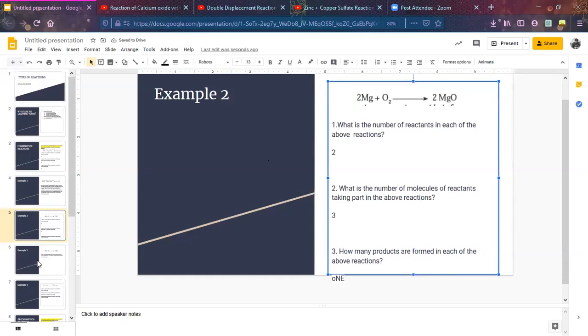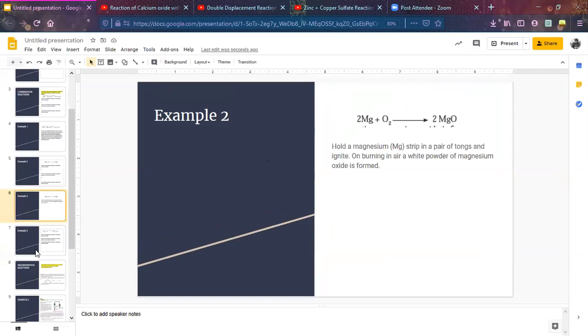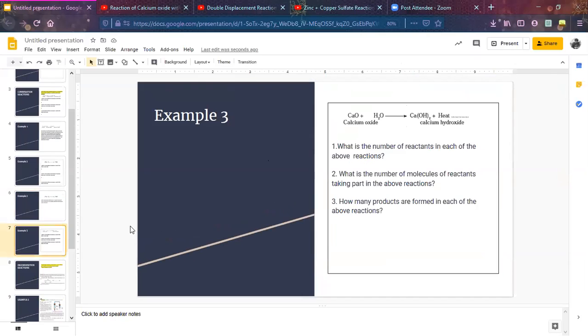Okay, now there is one more example for us to look at. This is the second one, the last example that we are going to look into. Calcium oxide plus water gives calcium hydroxide plus heat. CaO plus H2O gives Ca(OH)2 plus heat.